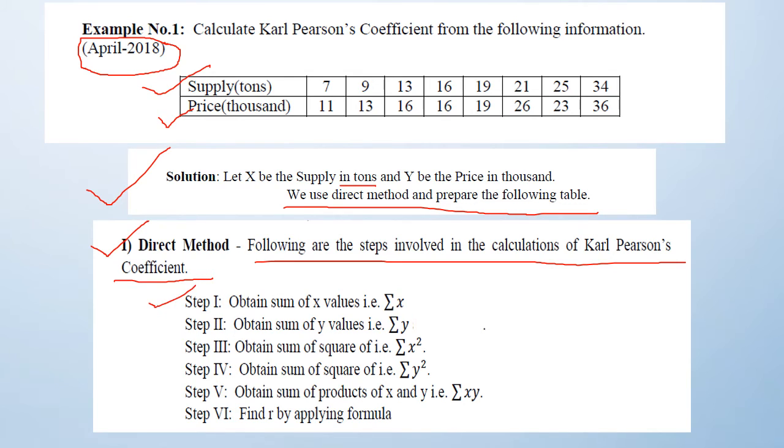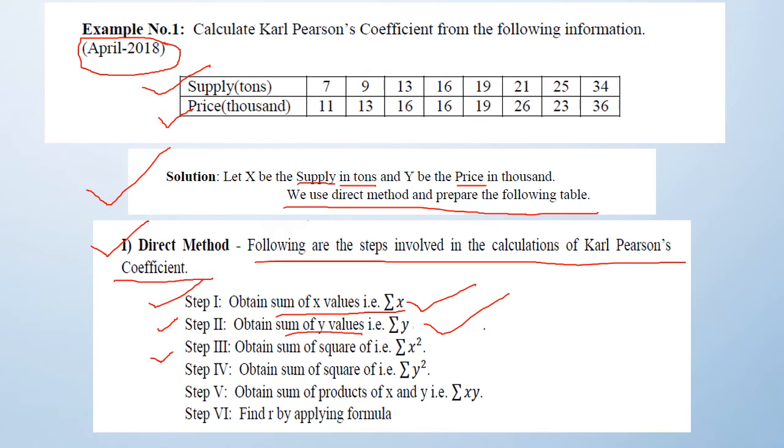In the direct method, step one, obtain the sum of the x values, that is summation x. We assume that supply means x and price means y. So we first calculate the sum of x values. Step two, obtain the sum of y values, that is summation y.